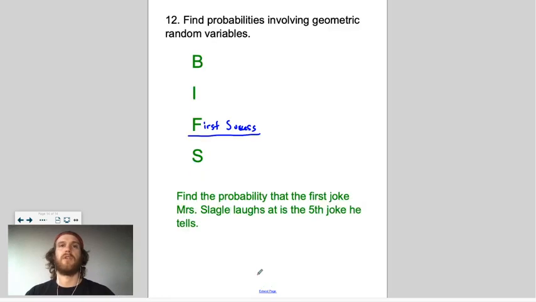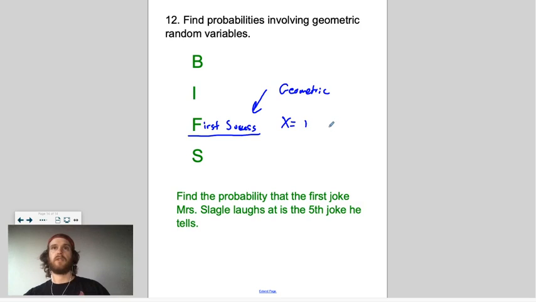So what does that look like in terms of the joke problem? That would be: find the probability that the first joke Mrs. Slagle laughs at is the 5th joke he tells. This is not binomial. You're going until you hit a success. This is geometric. So we'll call this random variable x. So x is equal to the first joke at which Miss Slagle laughs.